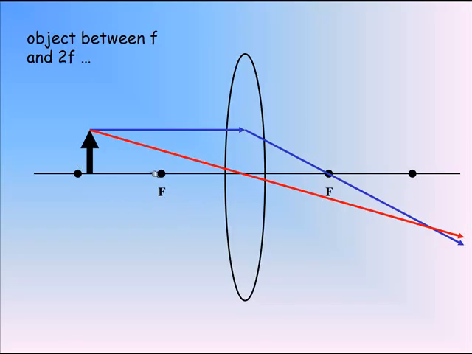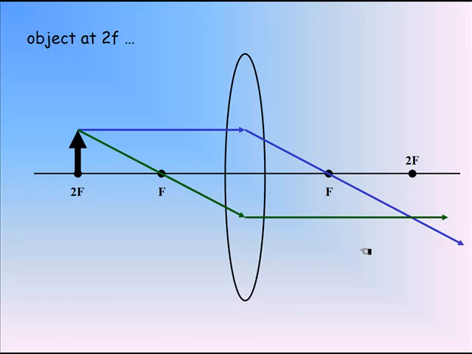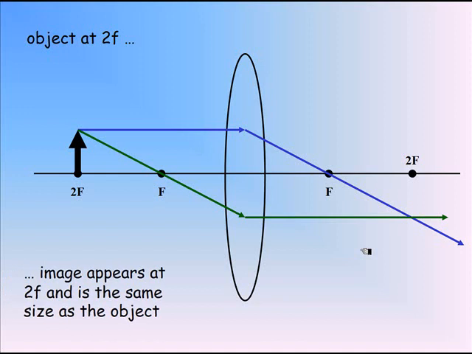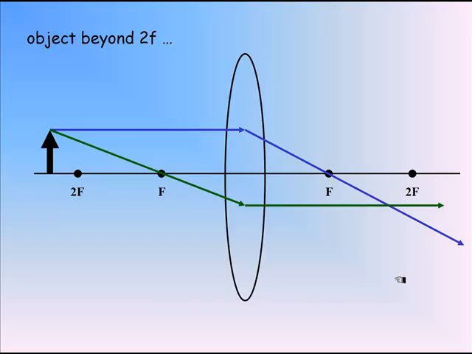And an object that's between F and 2F, well, that looks like it's going to be a little bit bigger, and of course it's real. All right, and of course if you go for a slide projector, it works that way. An object right at 2F, well, it'll be exactly the same size, only upside down. So at the center of curvature, in other words 2F, you will have an image that is exactly the same size, only upside down.